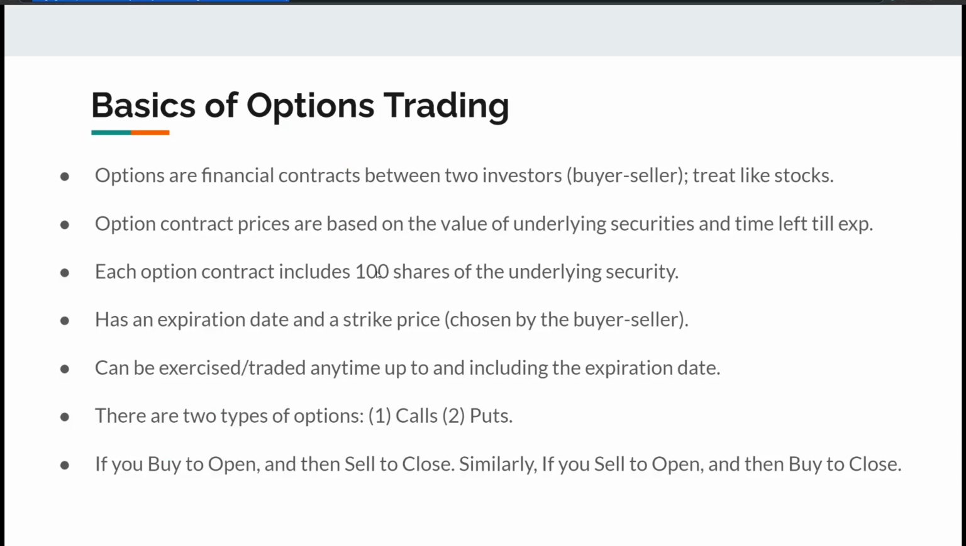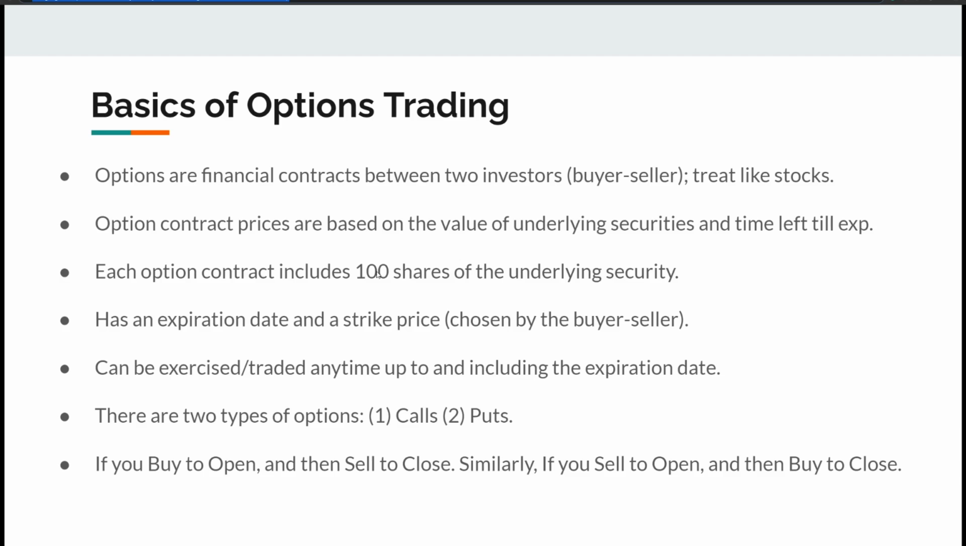Basics of options trade. Options are financial contracts between two investors, buyer and seller, just like any other marketplace. If it helps you, you can think about options like stocks, right? They have a price. If they're in high demand, their price goes up. Their prices also rely heavily on the underlying security and the time left till expiration. Yes, option contracts have expiration dates. The longer you have till expiration, the higher the price is.